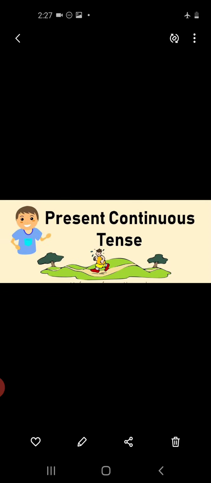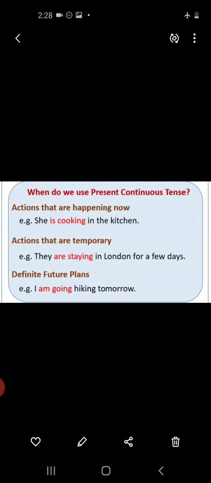Now the next one is present continuous tense. All right. Present continuous tense. Very first, we have to know where we use present continuous tense. Present continuous tense is used for actions that are happening now, for actions that are temporary, and for definite future plans. In other words, we can say that present continuous tense is used to express an action that is taking place at the time of speaking.